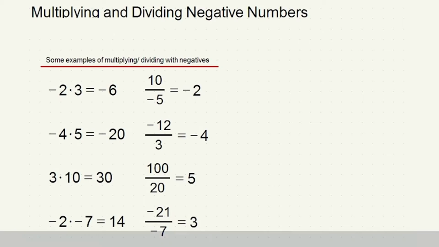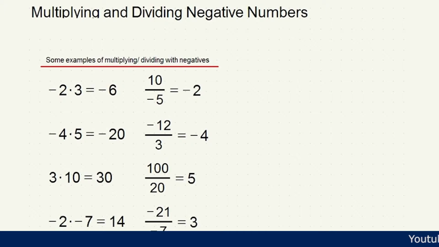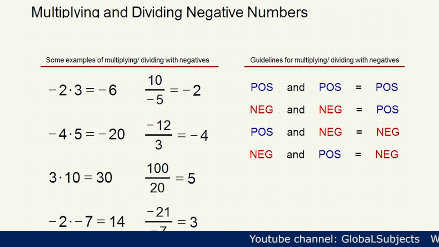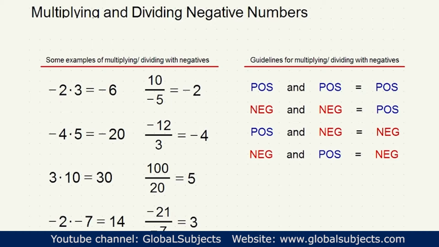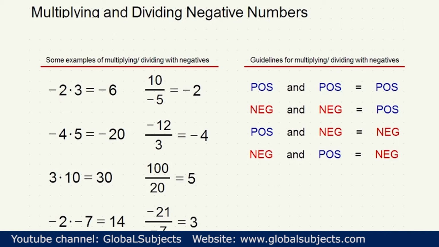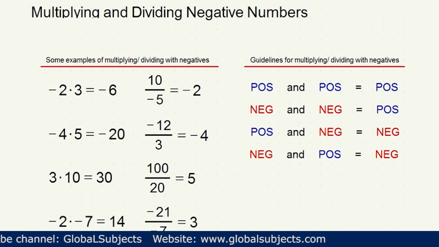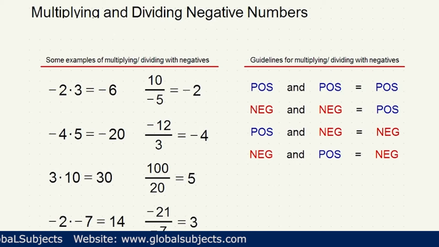So I'm going to write down this set of rules now that you hopefully have an idea of what's going on here, and see if I can state it as concisely as possible. In terms of multiplication and division, a positive and a positive make a positive. That's not really a surprise because that's just normal numbers that we're used to. For example, positive 3 times positive 10 makes positive 30. The next one, negative and negative, also makes a positive.